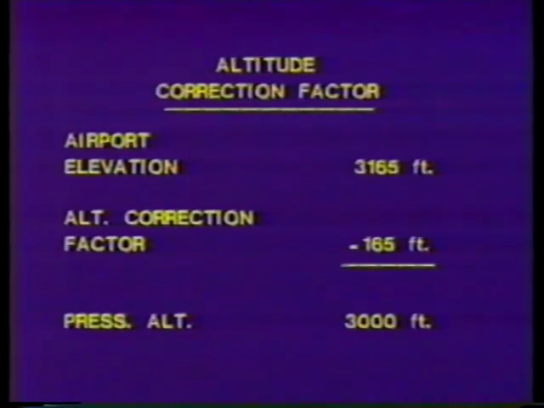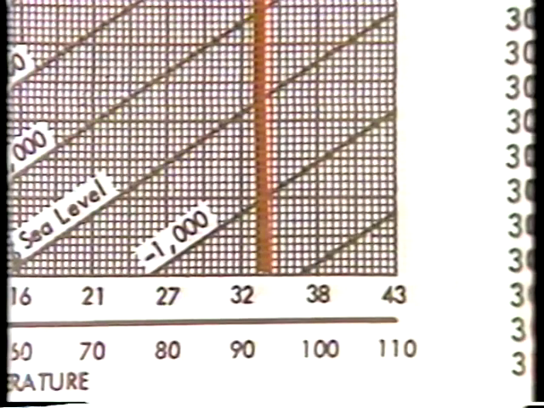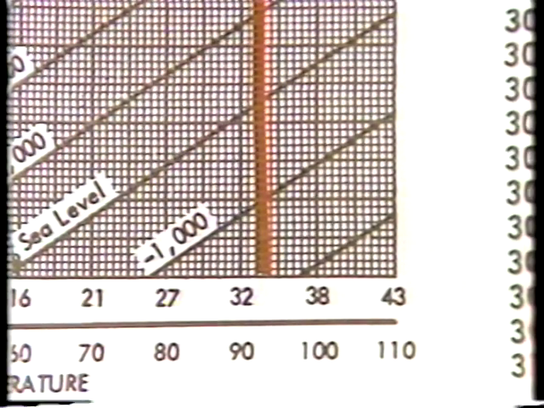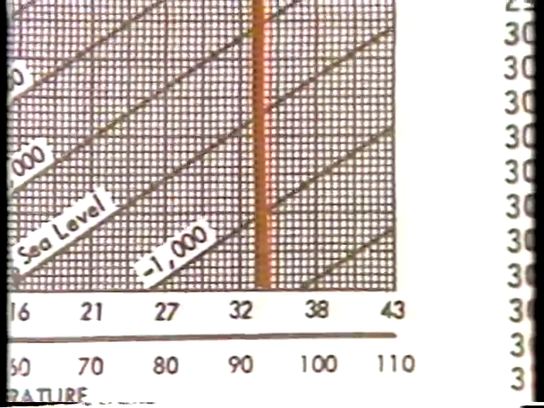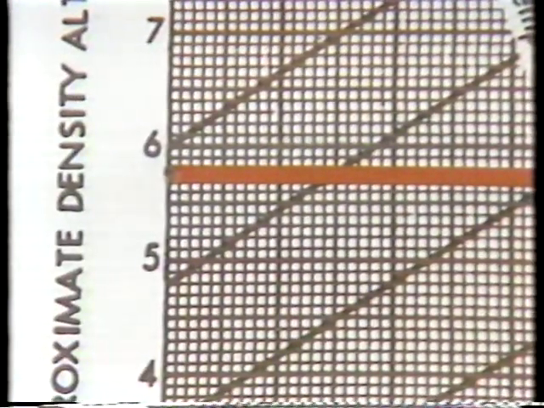From the airport elevation of 3,165 feet, subtract the altitude correction factor of 165 to get the pressure altitude of 3,000 feet. Now enter the graph at the temperature value, 93 degrees, and proceed upward to the 3,000-foot slanted pressure altitude reference line. Move directly left from the reference line and read density altitude 5,750 feet.